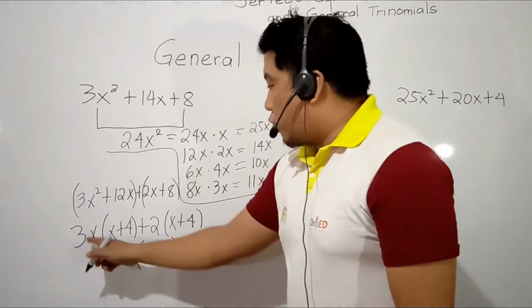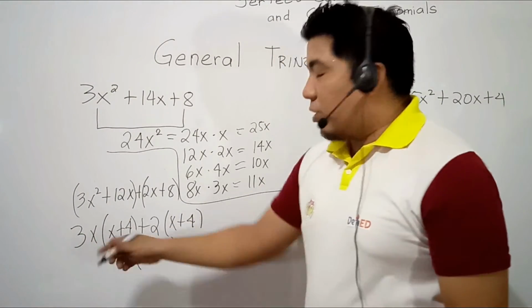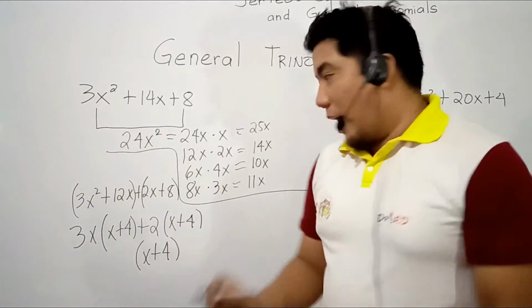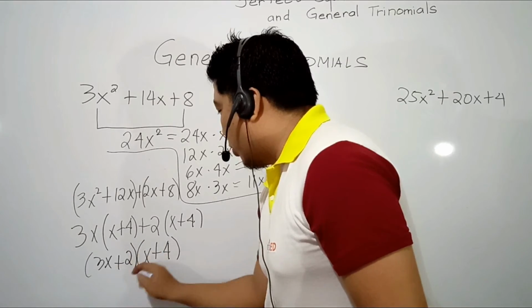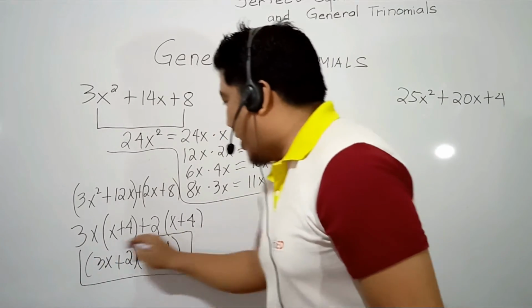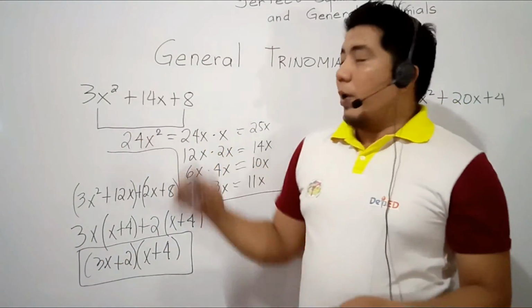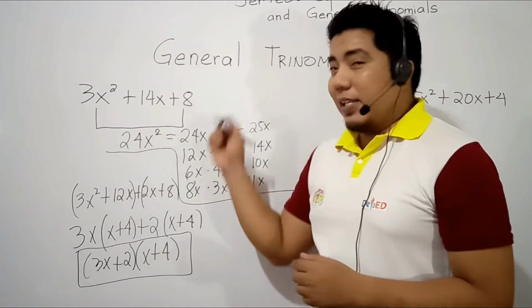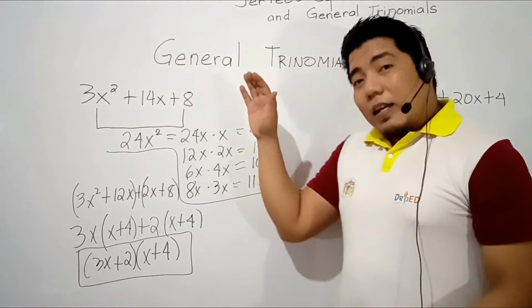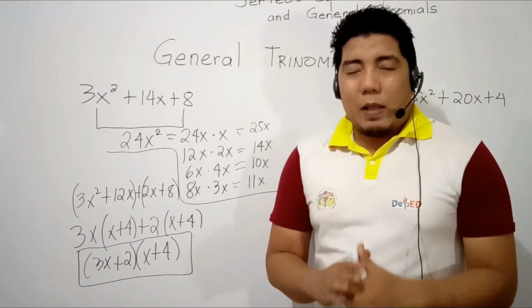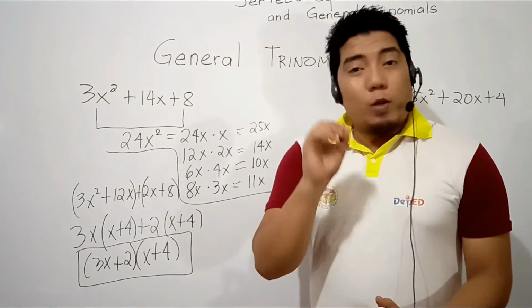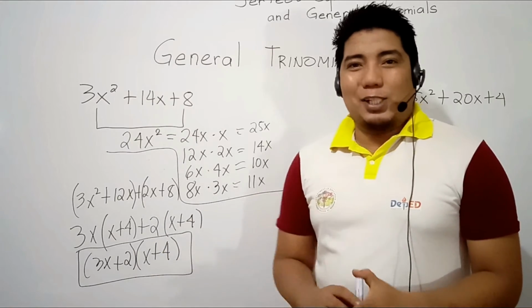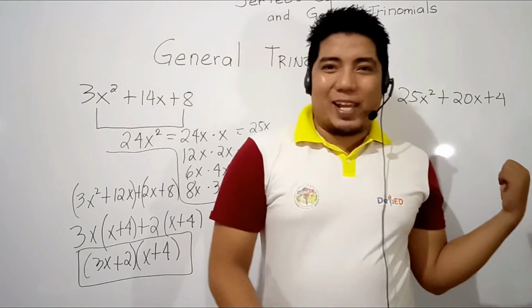And finally, those common monomial factors located outside, you will put them together. And that will become 3x plus 2. So therefore, this is your final factors for 3x squared plus 14x plus 8. Okay, it looks tedious to you, right? But let me assure you that this kind of method will lead you to the right answers.